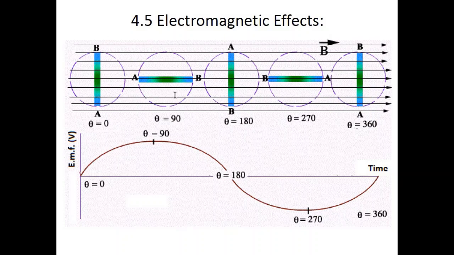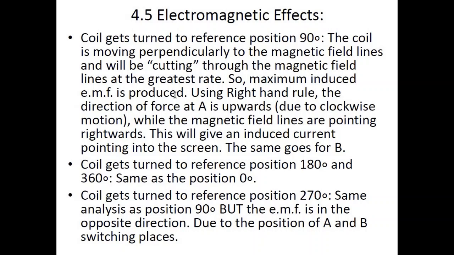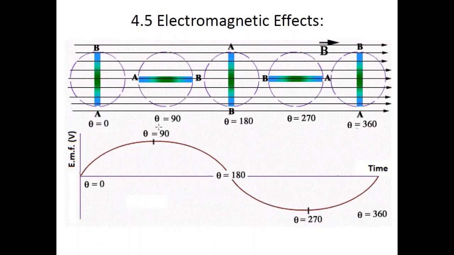From here it is moved to here. Now the coil is cutting through the magnetic field lines at the greatest rate, so maximum induced EMF is produced. As you can see, the maximum amplitude for the induced EMF is reached.